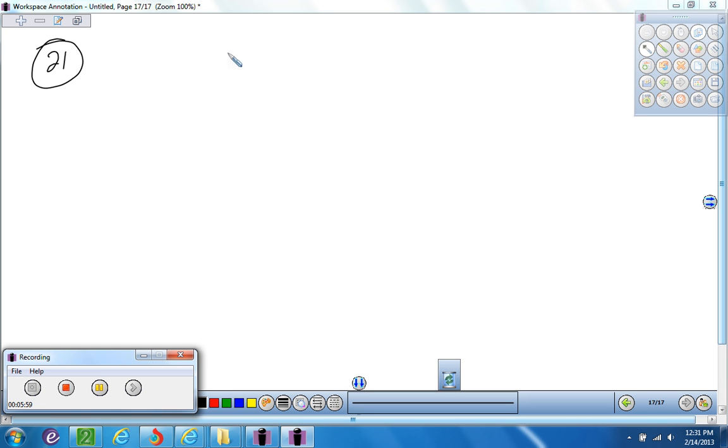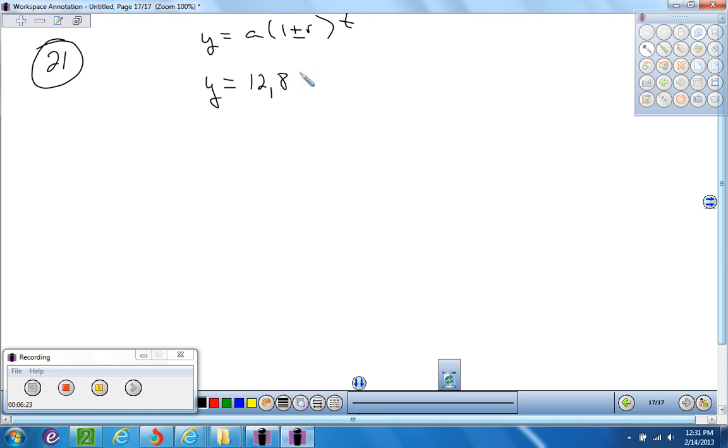Alright, for question 21, it's a population question. When you have exponential equations, typically you're going to end up with something like this, plus or minus, it depends, and some type of time or some type of variable here. Well, in this case, we're talking about population. So we started out with 12,800. Okay, now it's an increase. Now when we increase, we're going to add the 0.03. Now remember, when we're taking 3%, we're converting it to a decimal, so that's why it's 0.03.